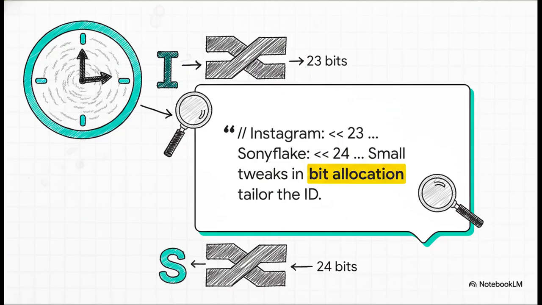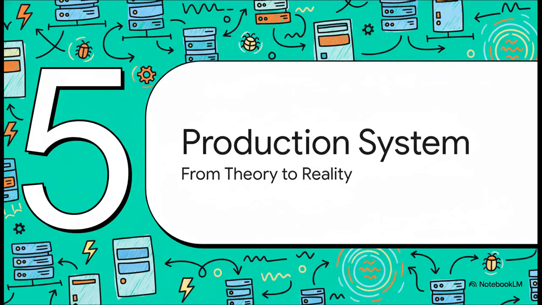And this slide just drives that point home. Look how simple it is to implement these variations in code. The core logic, the bit shifting and the ORing, it's exactly the same. The only thing that actually changes are the numbers you're shifting by. That directly maps to how many bits you've decided to give to each part. For the Instagram version, you shift the timestamp by 23 bits. For the Sony Flake version, you shift it by 24. We're talking about tiny, one-line changes in the code that let you completely customize the ID for your specific system needs. It's incredibly flexible.